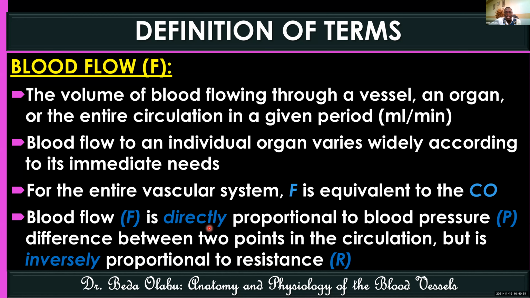So if you are to have a mathematical relationship between those 3 factors, then you can say F is equal to change in pressure divided by resistance. F is equal to change in pressure divided by resistance. So have that mathematical formula in your head. We will use it when we are going to work out the formula for blood pressure.